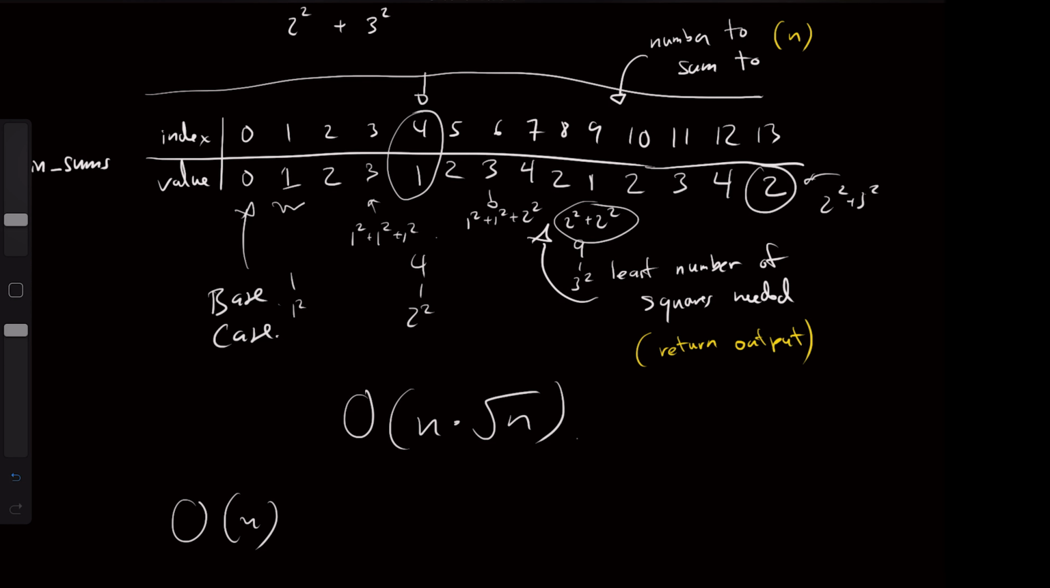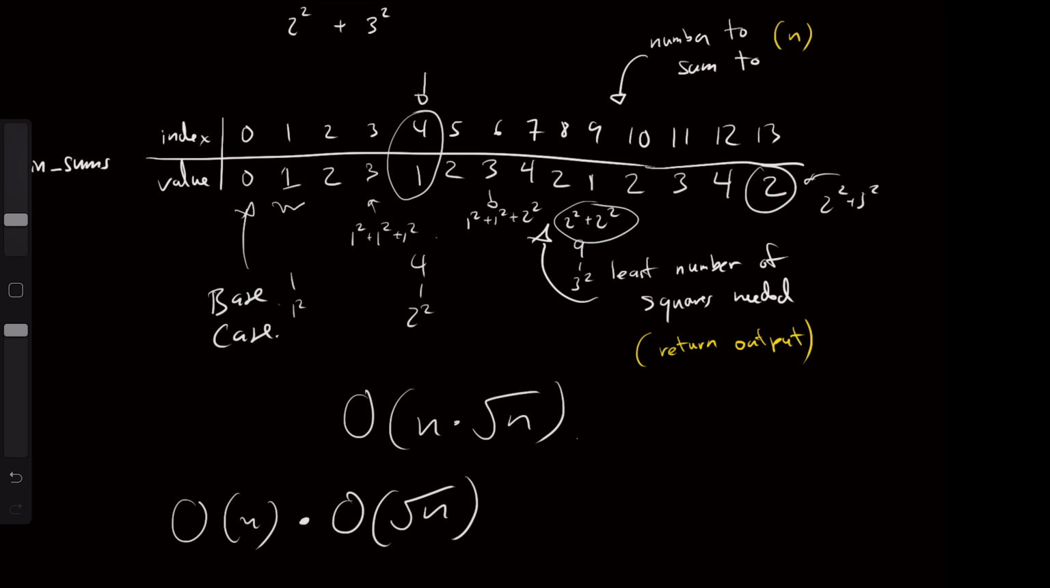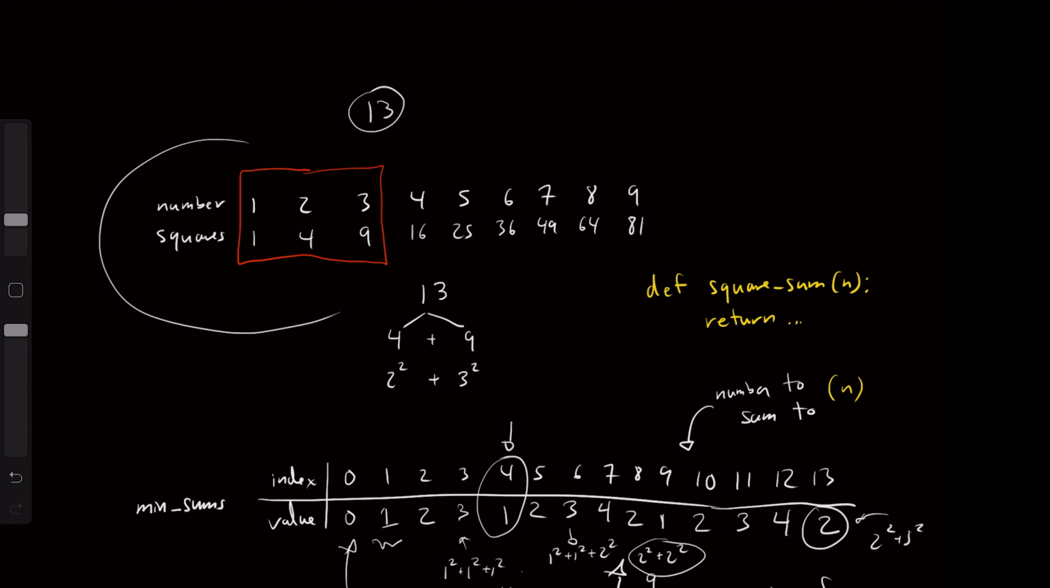So that's O of n. And then every time you add a number, you have to do this square root of n times. And square root of n, because these are all the numbers we care about.